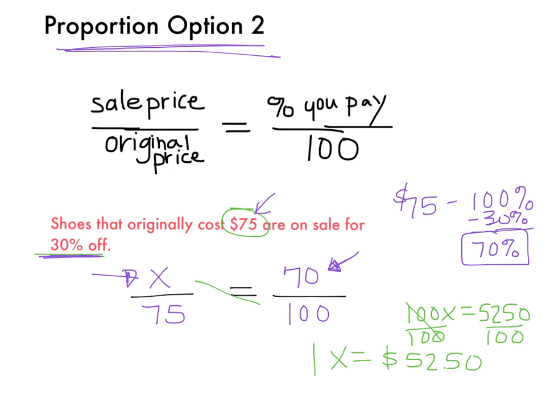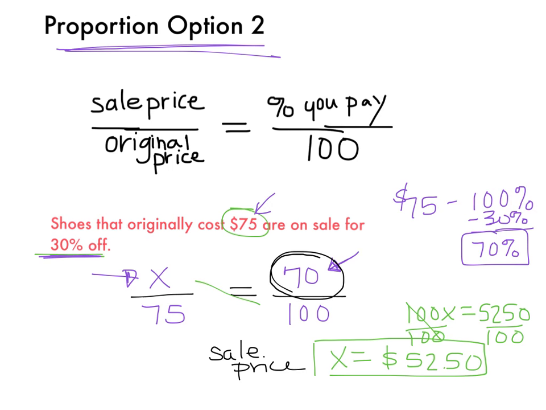$52.50. Okay, now that's not my discount this time. That's my final price. That's my sale price. And again, the reason I got that is because I said, well, I'm not paying 100% of the shoe price. I'm paying 70% of it. So this is what I'm actually paying, $52.50.